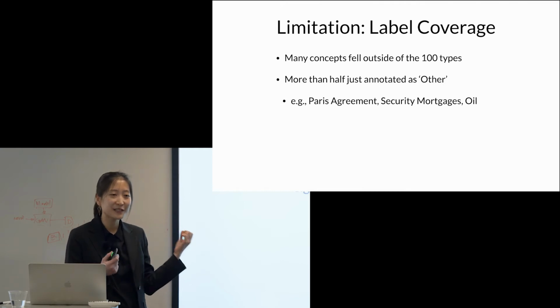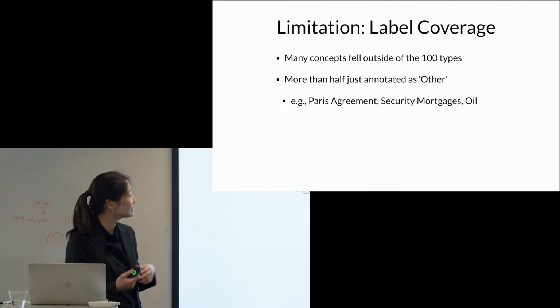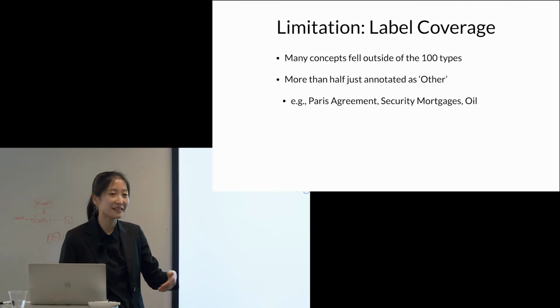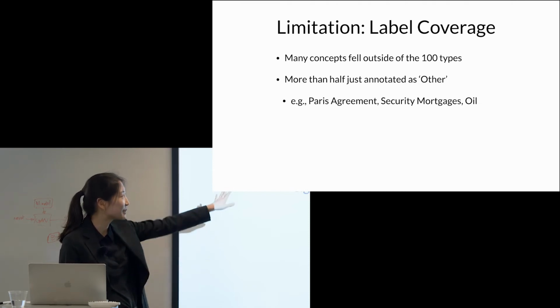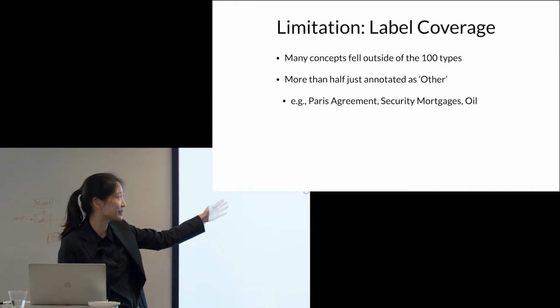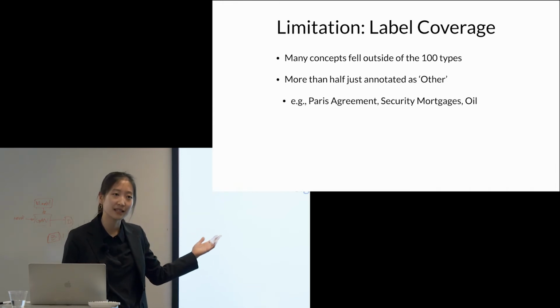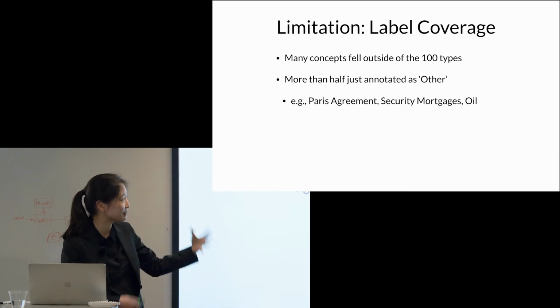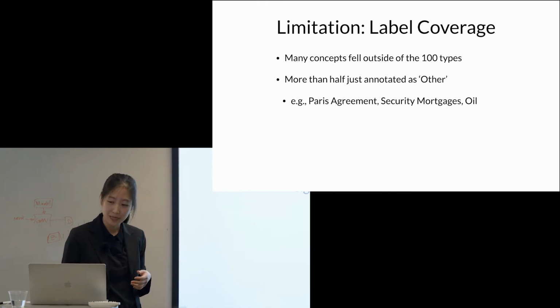So actually, when you look into the actual label distributions, many concepts don't have very informative types among this 100 set. More than half of them were just annotated as "other" in one of the datasets. And here are some examples. They couldn't find a good concept. But you can kind of imagine the Paris Agreement, security mortgages, and oil. It's kind of hard to put them into some bucket.